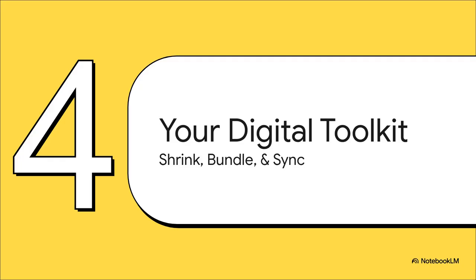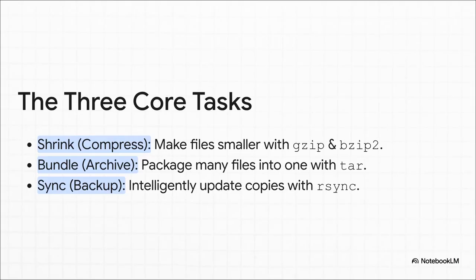Okay, so let's zoom out and put this all together. What we've really been doing here is building a powerful toolkit for wrangling our digital lives. When you boil it all down, it's about 3 simple jobs. First, you shrink your files to make them smaller using something like gzip. Second, you bundle a whole mess of files into one neat package with tar. And third, you sync your data to create smart, fast backups using rsync. Shrink, bundle, and sync. That's the whole game.